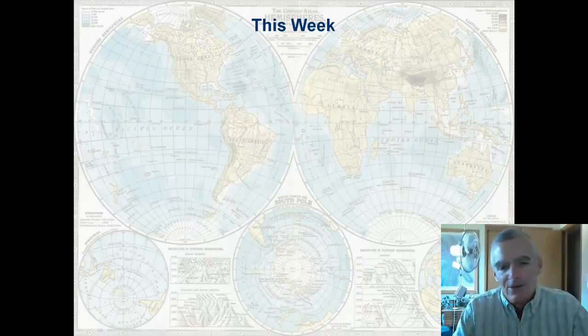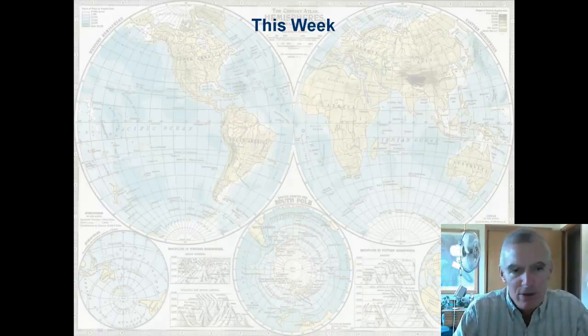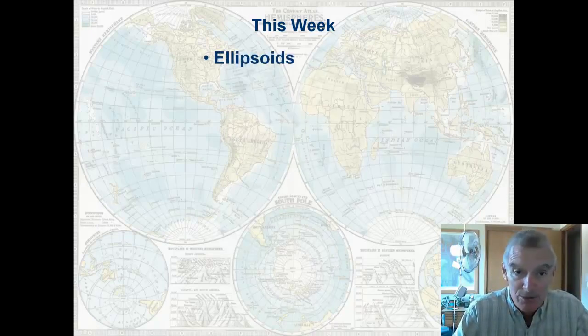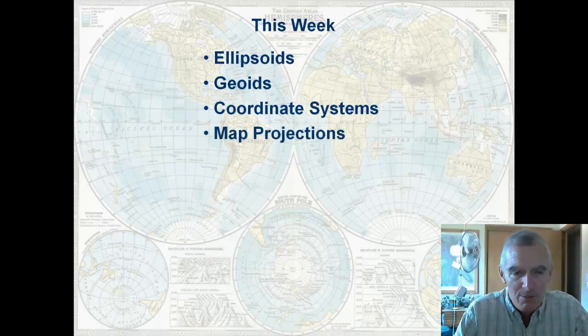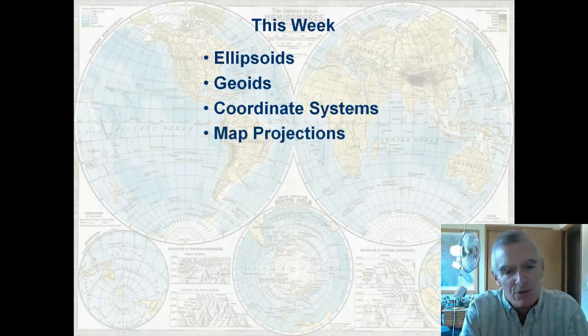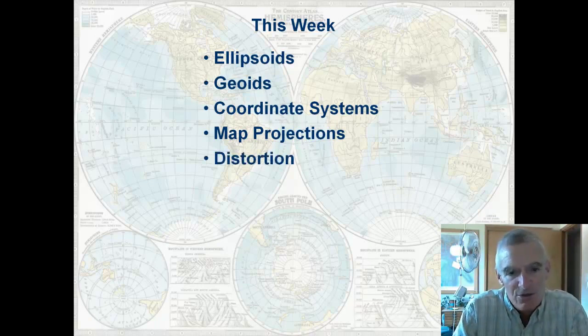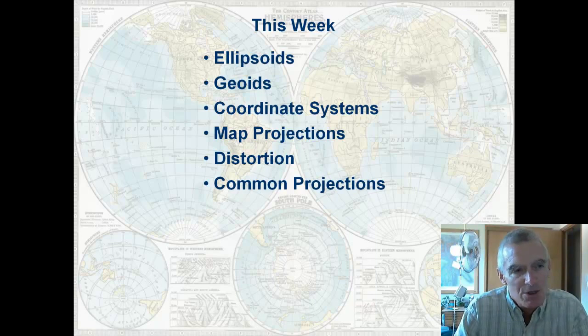Okay, so that's all the new stuff we're going to cover this week. But what have we covered? Boy, it's been a long week. Talked about ellipsoids, smooth mathematical representation of the planet. Geoids, physics representation of gravity. Coordinate systems, spherical and planar coordinate systems. Map projections, developable surfaces. Distortion. Projection equals distortion. Common projections and map scale, which I don't show here, but scale. And finally, public land survey system.